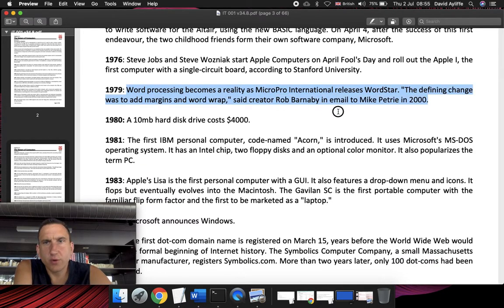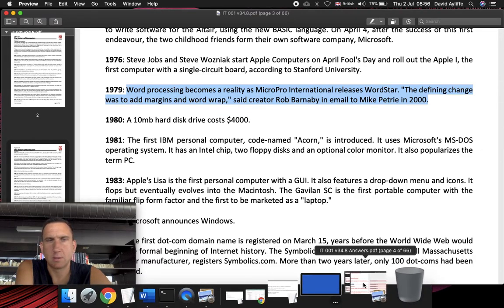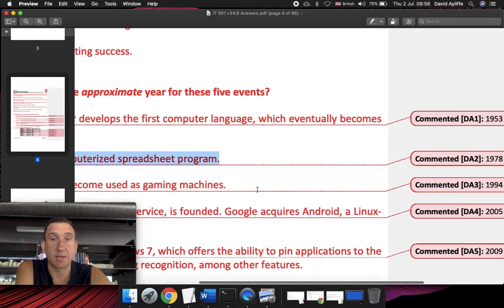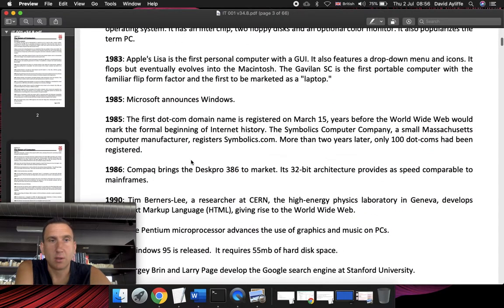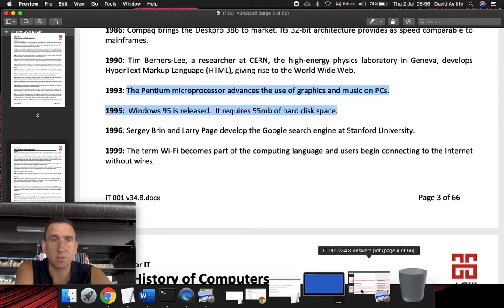Word processing becomes a reality. So it makes sense that word processing and spreadsheets both happened at the same time. PCs start to become used as gaming machines, around 1994. Do we have any clues? The Pentium processor, Windows 95. So around that time, it's reasonable to expect computers to start to be used for gaming purposes.